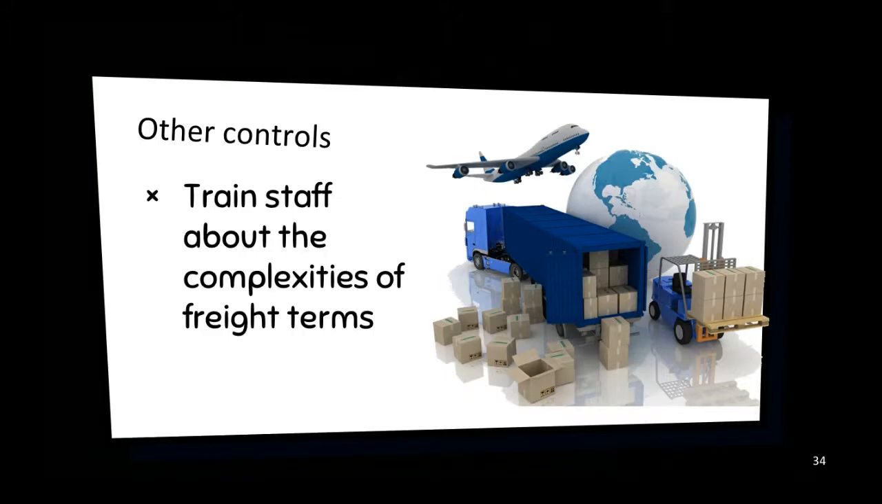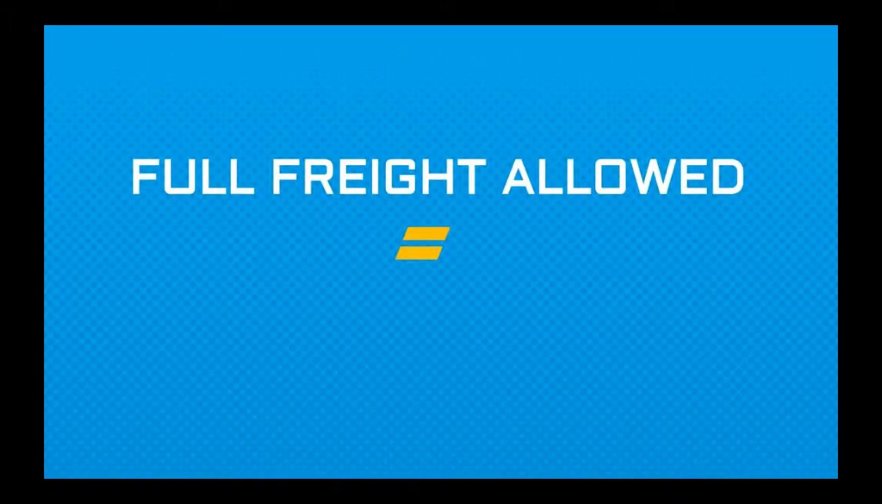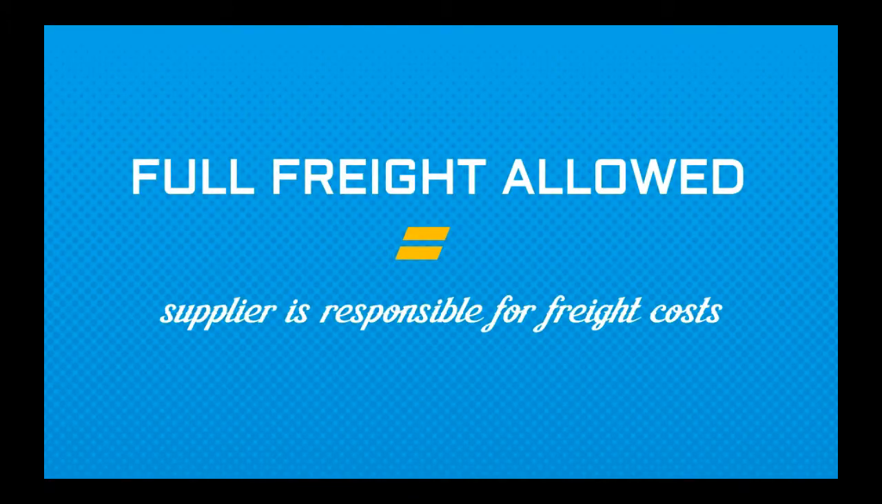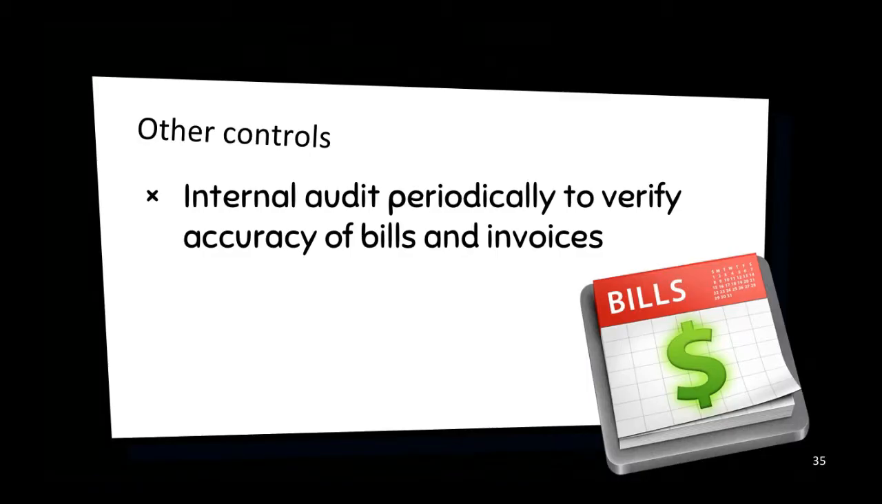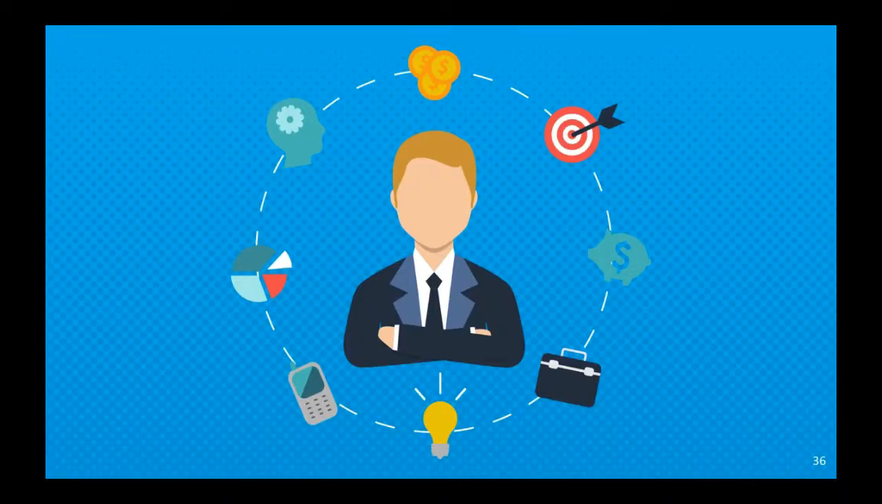For this, provide purchasing and accounts payable staffs with adequate training on transportation practices and terminology. For example, full freight allowed means the supplier is responsible for freight costs. For detective control, have internal audit periodically verify accuracy of freight bills and invoices. Mistakes in recording can result in poor decision-making. So, compare the difference in supplier account balances before and after processing checks.